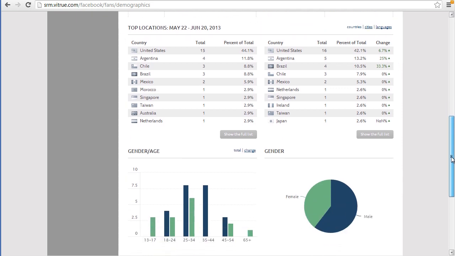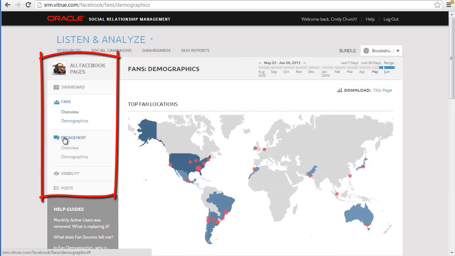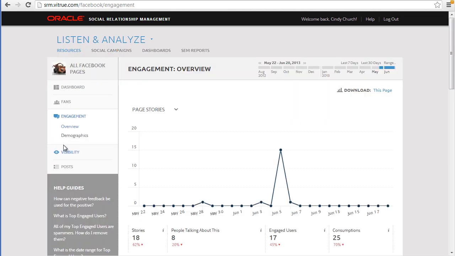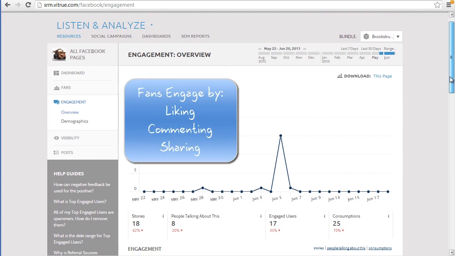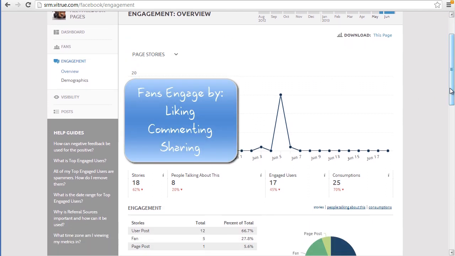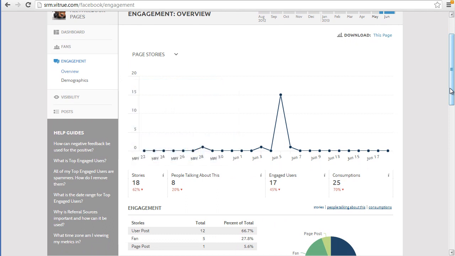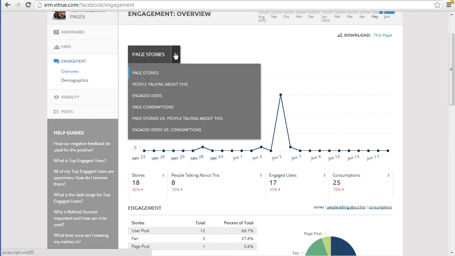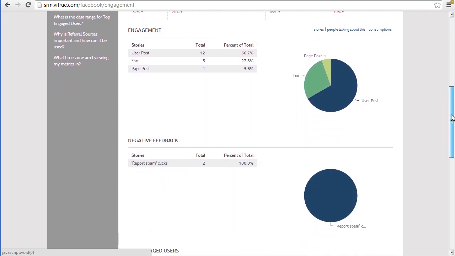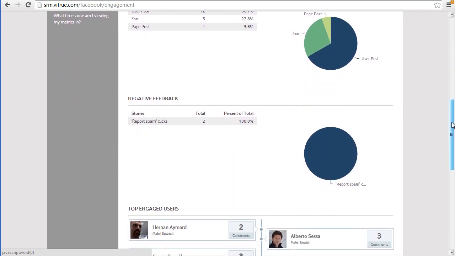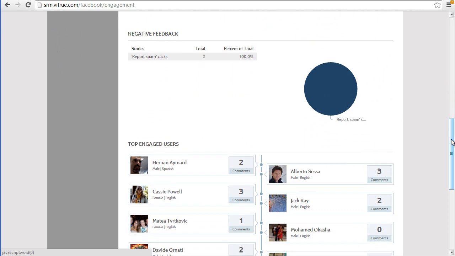In the engagement overview section, you find data that is similar to data found in the fan section. However, this information is about fans who engage with your page by liking, commenting, or sharing information about you. The dropdown has many options, such as page stories, people talking about this, and other graphs. You can see any negative feedback that you have received. Negative feedback could be people marking you as spam or unliking you based on your post.